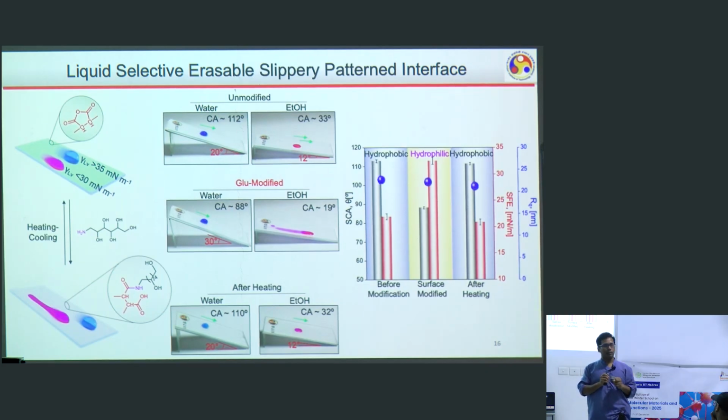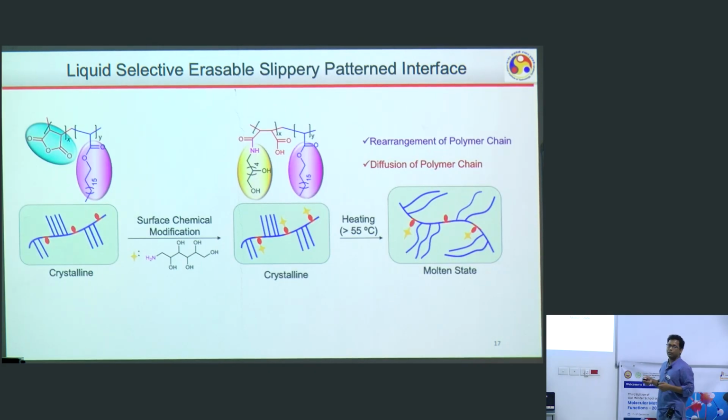If you see, the ethanol surface tension is around 22 millinewton per meter, and your interface has to be in that same range, then only the liquid would slide off. If it is above that, then the surface will lose the slippery property against that particular liquid. Okay, so that was the prime understanding.